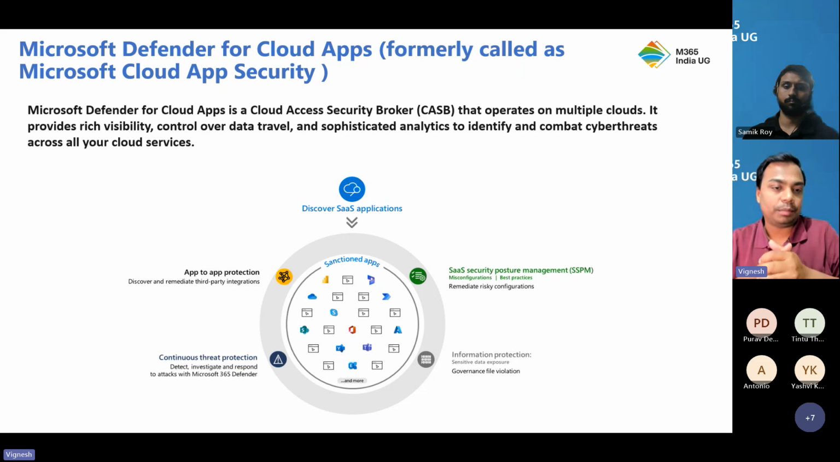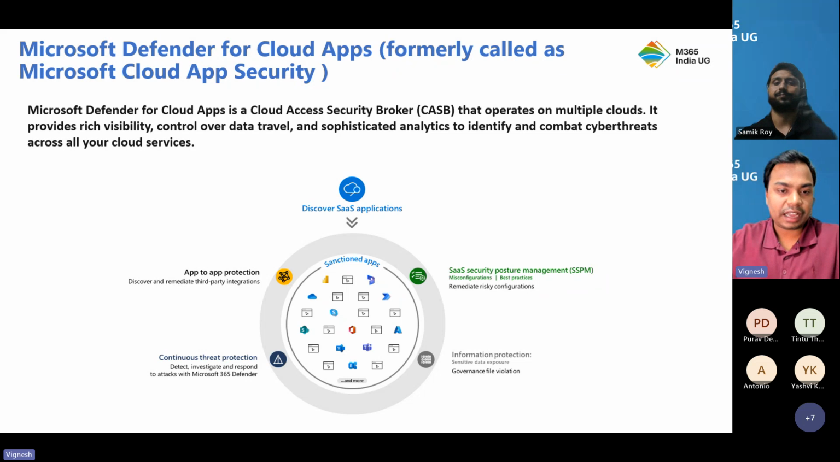What kind of data are they uploading? What kind of data are they trying to download? Are they even allowed to do this? So everything gets monitored, and these are the four areas that it takes care of. One is SaaS security posture management, then information protection, whatever information goes into all these apps, and continuous threat protection. Even in real time, when somebody is trying to download a sensitive file, it detects this and tells them, I'm sorry, you're not allowed to do that, right?